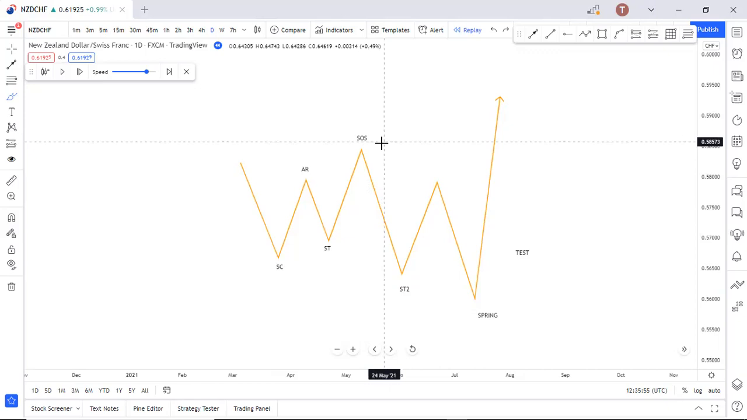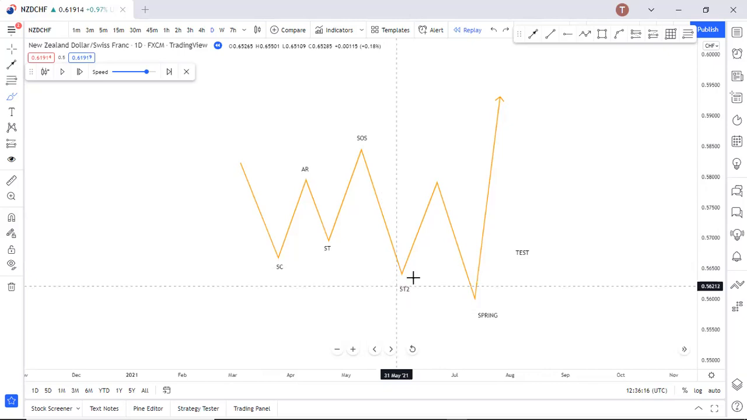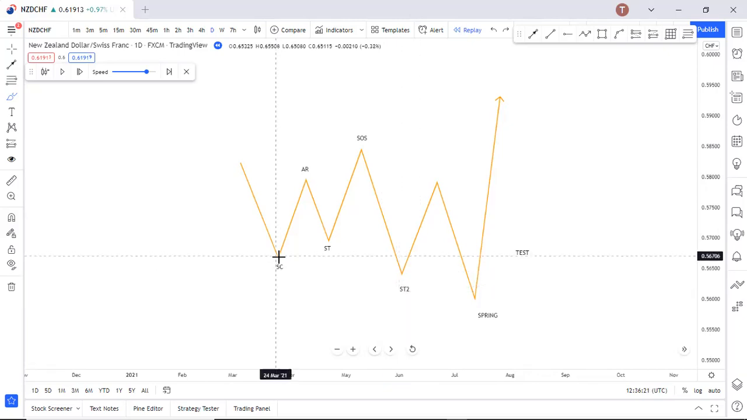just like we have the sign of weakness in distribution schematics. So we have the sign of strength in this accumulation schematics. I also like to call this sign of strength the UTAD, UT. Okay, so the sign of strength takes out the automatic rally, then goes down to take out the selling climax and the ST, giving us what we call the secondary test 2. That is, it comes back down to clear out the secondary test and the selling climax.